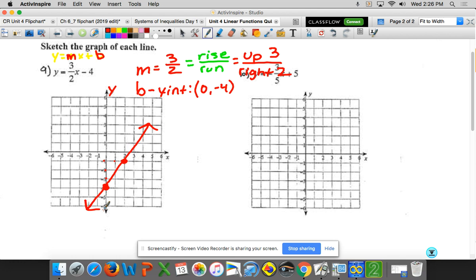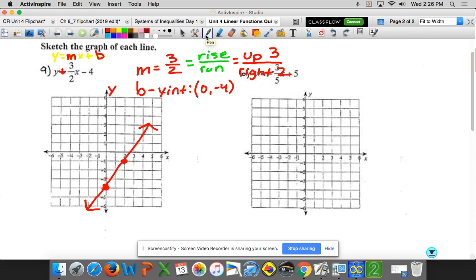Now, an easy way to check yourself is, one, you could graph it in your calculator, and I'll do that on the very last one just to save some time. We can also just refer back to our slope. And since our slope is positive 3 over 2, we know that it needs to be going uphill the entire time. So since it is going uphill, we know it is a positive slope. And so therefore our graph is more than likely correct.